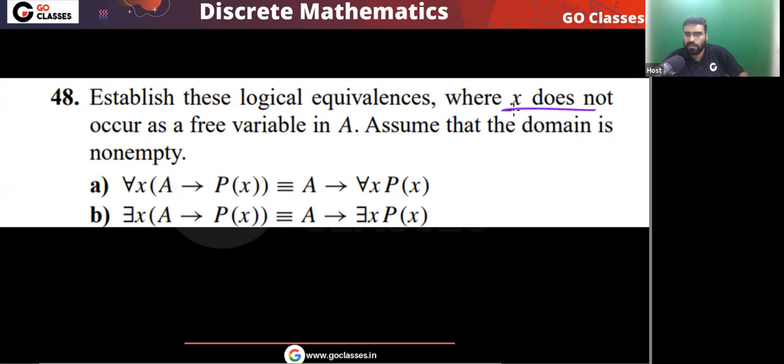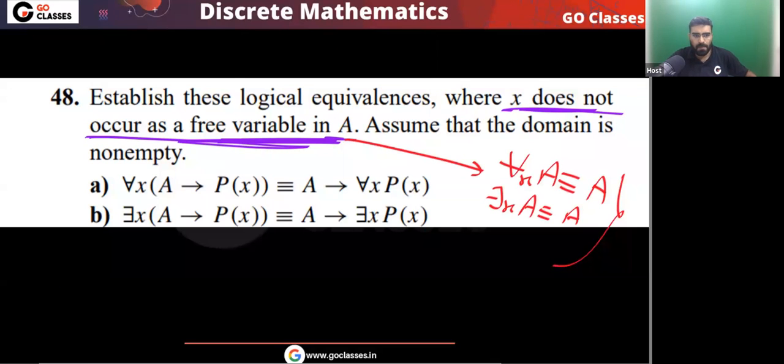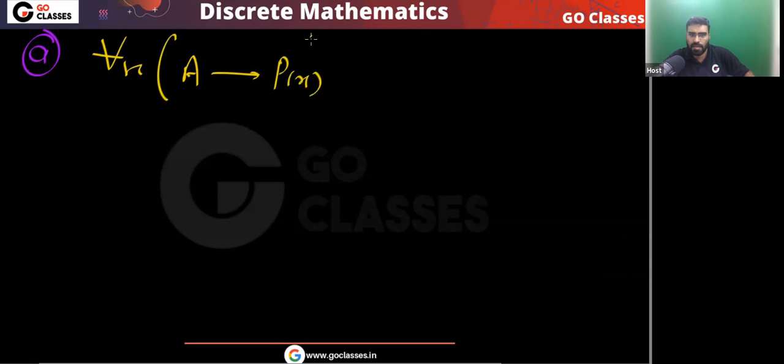Again, you can notice this line. What does this line tell you? X does not appear as a free variable in A. This line tells you that for all x A is the same as A, and there exists x A is the same as A. Now you tell me, are they valid? The first one: for all x, A implies Px. Is this the same as A implies for all x Px? Are they the same?